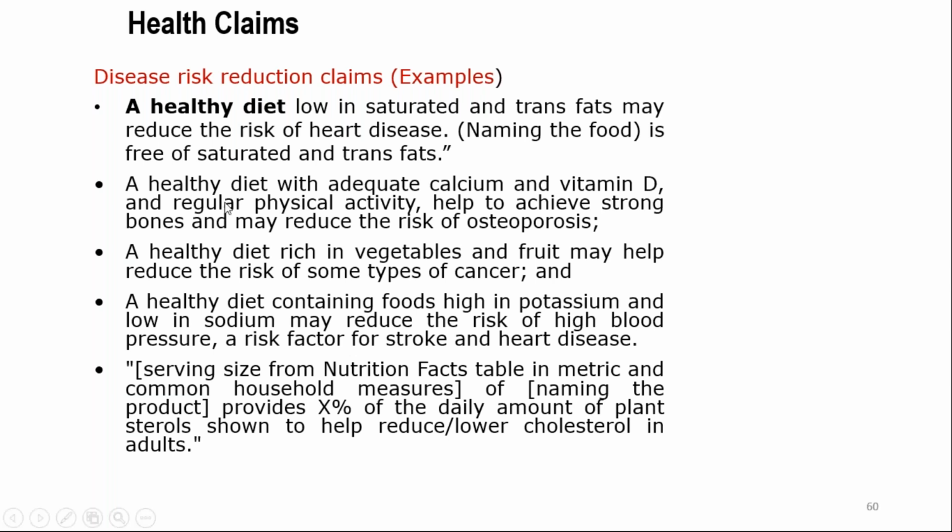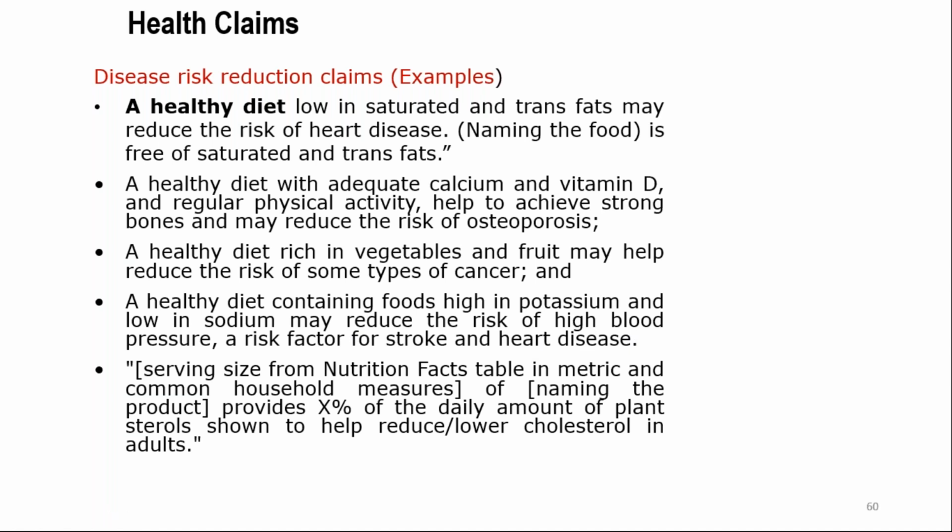Of course, I should take this out because FSSAI does not allow this, but other countries are allowing this. Another one is that a healthy diet containing foods high in potassium and low in sodium may reduce the risk of high blood pressure, a risk factor for stroke and heart disease.